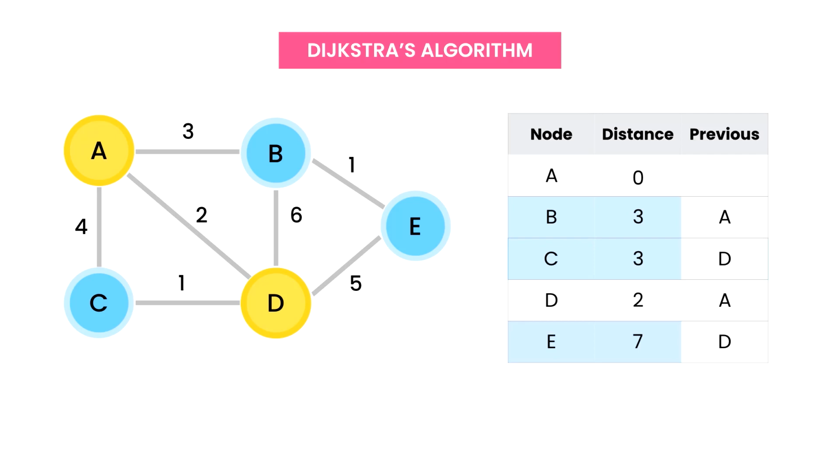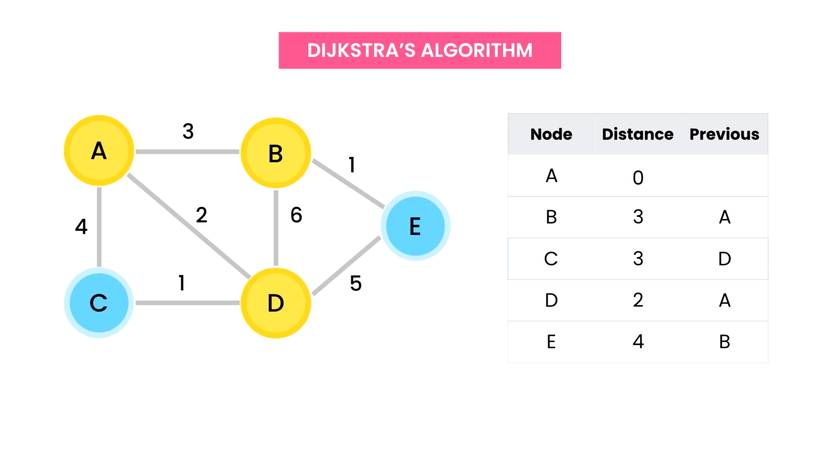Out of these, we can go to either B or C. Let's go to B. We repeat our steps. We look at the unvisited neighbors of B. That is E. We calculate the distance from A to E via B. That is 3 plus 1. This is shorter than the known distance to E, so we found a shorter path and we should update our table. The shortest distance to E is now 4 via B.